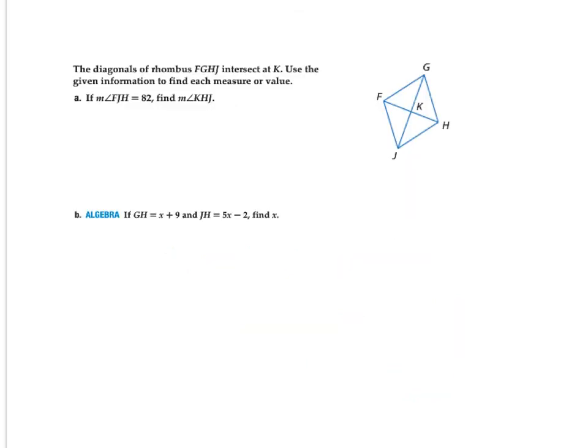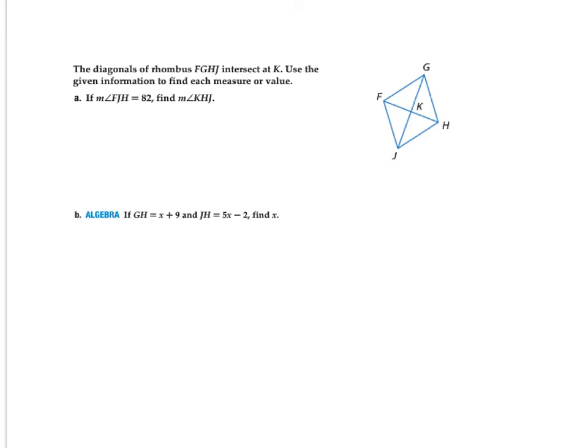The diagonals of a rhombus, FG and HJ, intersect at K. Use the given information to find each measure. And again, what do I know about rhombi? I know a whole bunch of stuff. I know that the diagonals are perpendicular. I also know that the diagonals bisect the angles. So let's mark what we have here.